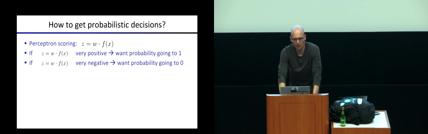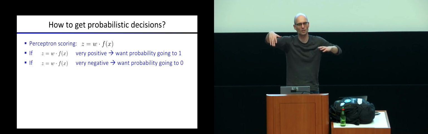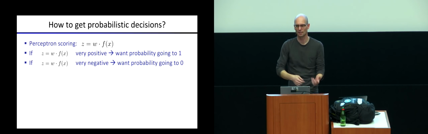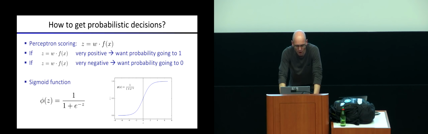So can we find the function that turns what lies on the real line into something that lies between 0 and 1 with these properties? Because if we can, then we're kind of getting close to what we want to do here. The sigmoid function is a function that does this. What's a sigmoid function? It's 1 over 1 plus e to the negative z.